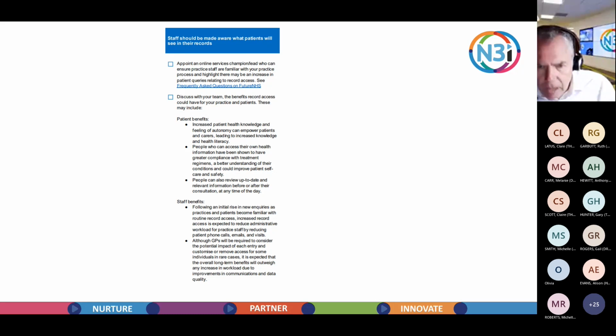However, have a look at these benefits as well. There are benefits to this. There are potential things that may improve and free up your time. As it says, the patient benefits there. It is better that patients have more knowledge, that feeling of autonomy, potentially.